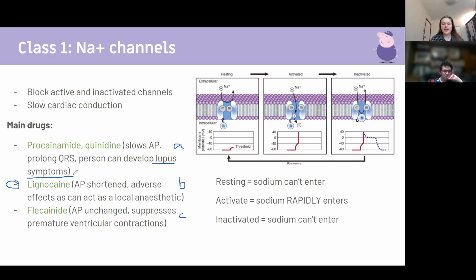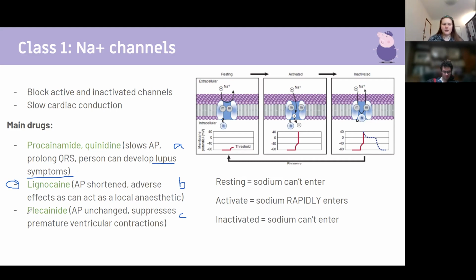In lignocaine, your AEP is also shortened, but it also acts as a local anesthetic, surprisingly-ish. Because your AEP is shorter, it somehow manages to affect the sensation going in that area. So that's an adverse effect to consider.